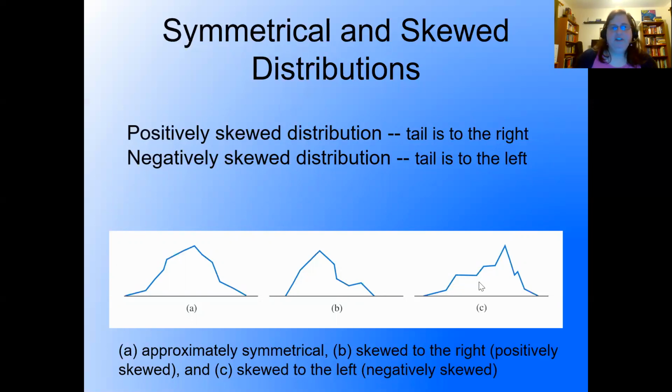And over here in C, we have a skewed to the left or negatively skewed distribution. And again, follow the tail. Notice the tail going out to the left here. That's negatively skewed. Okay, so always follow the tail to figure out whether it's positive or negative.